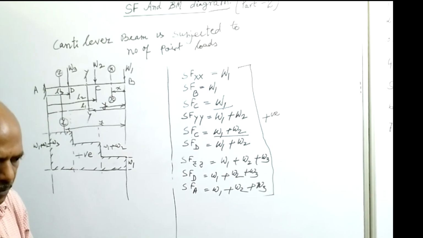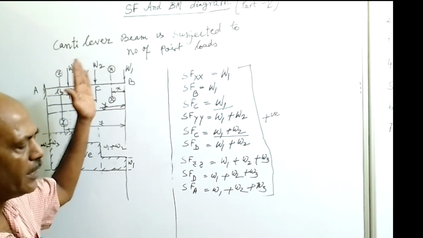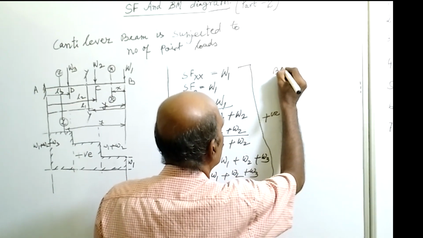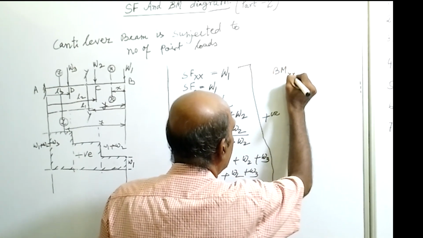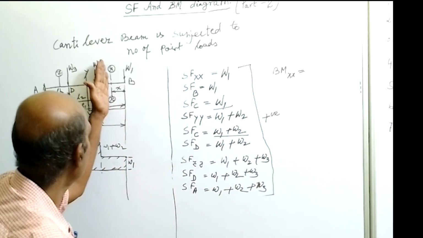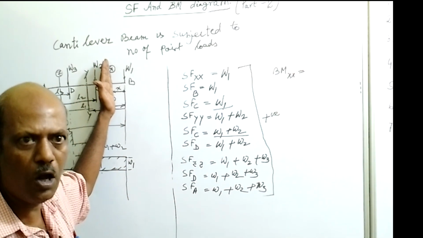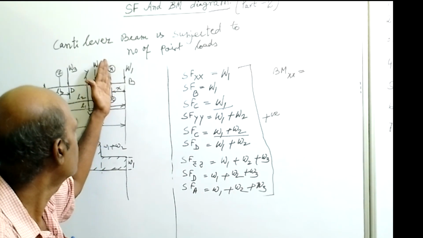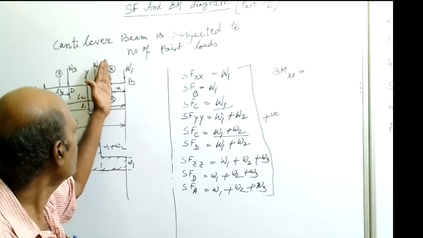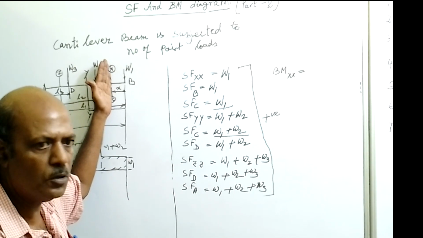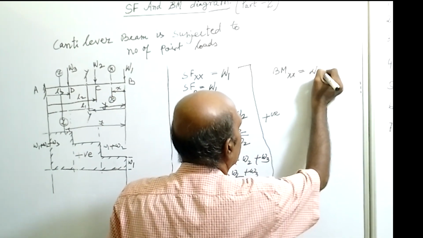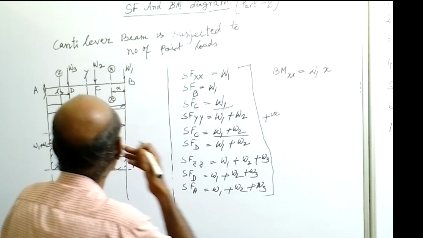Okay, now we will go for the bending moment diagram. To find it, first we will consider the x-axis section. What is the bending moment at x? The algebraic sum of moments of all vertical forces acting to one side of the section, say the right side of this section. On the right side the force acting is W1, so it will give W1 into x.